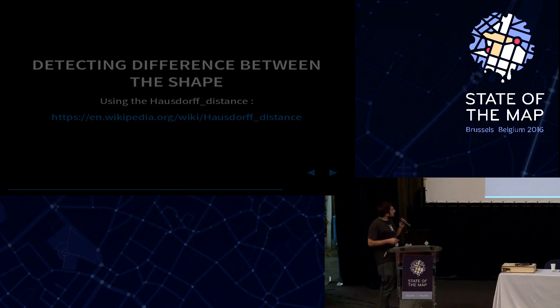And also, we try to go further and to detect the difference between the shapes. In PostGIS you can compute the distance between two polygons. It's used with the Hausdorff distance. So if the distance is zero, it means that the two polygons are the same. And when the distance is bigger, it means that the polygons are different.